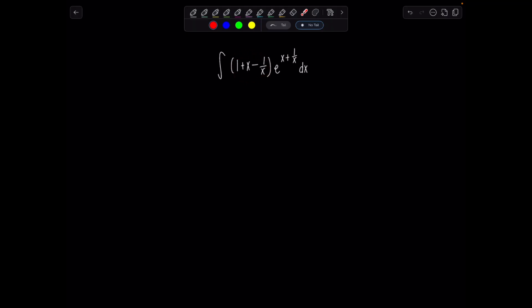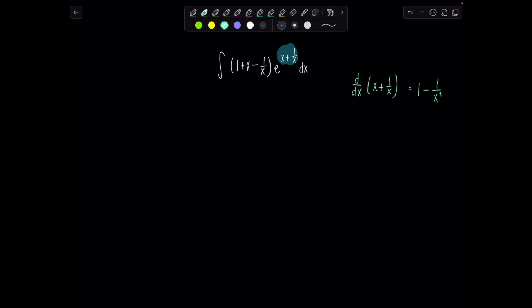Now, when we have an exponential function and then some other expression being multiplied by it, sometimes I think to myself, oh, has the chain rule occurred? Is this the derivative of the exponent here? In which case it would be really easy to find the antiderivative. So let's check what is the derivative of the exponent on e. Well, the derivative of x plus 1 over x is just going to be 1 minus 1 over x squared.